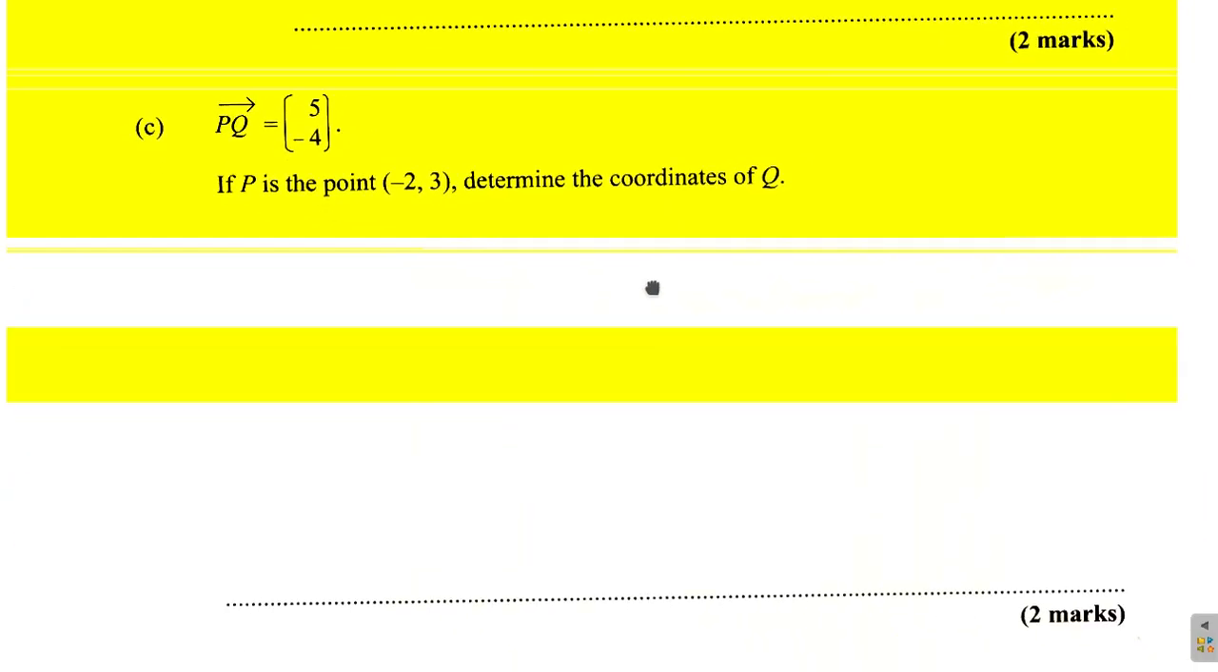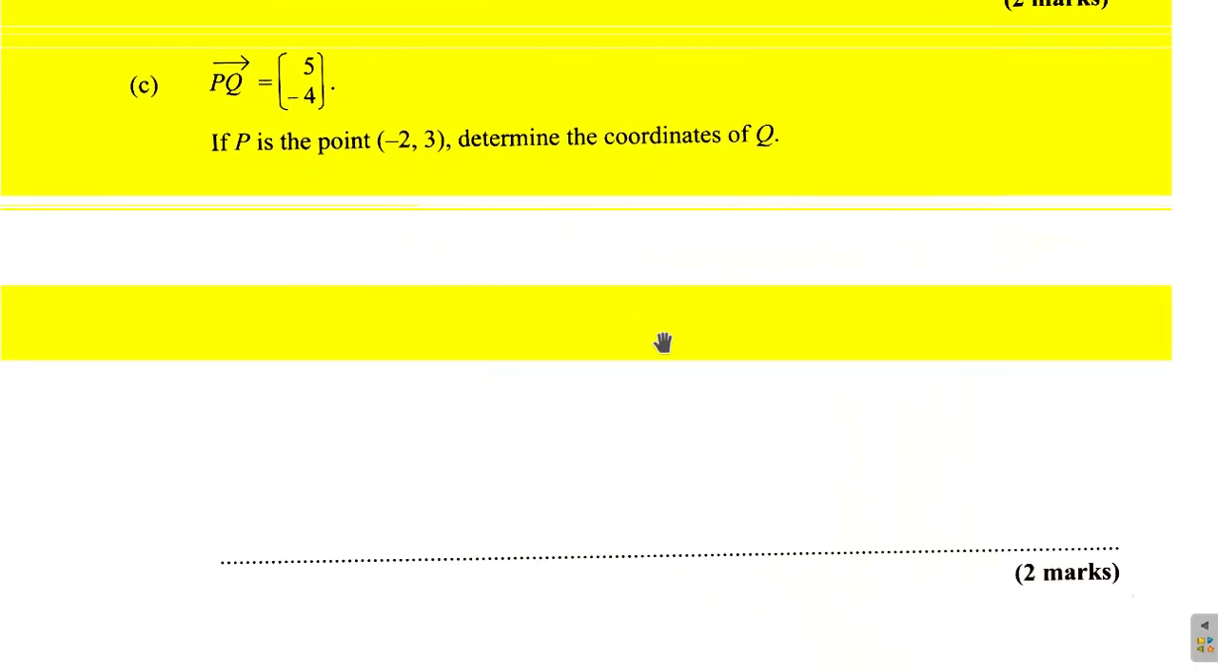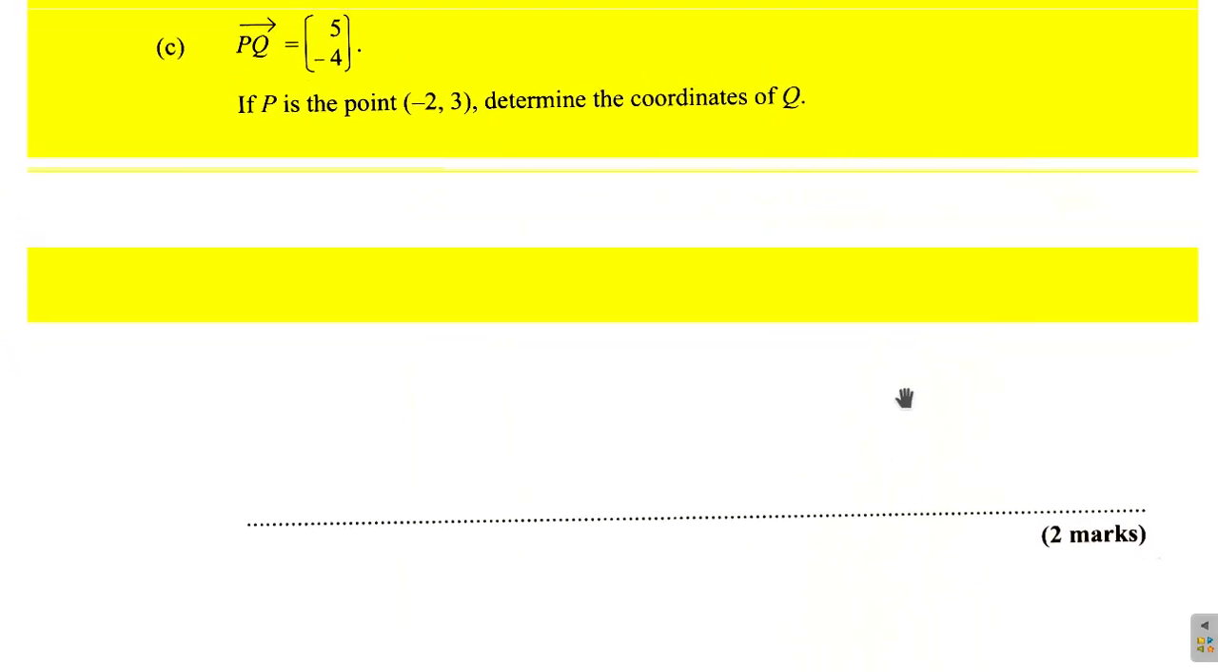Alright, so here, what they say is that vector PQ is 5, negative 4. If P is the point negative 2, 3, determine the coordinates of Q. Interesting. Alright, what we do, you see?